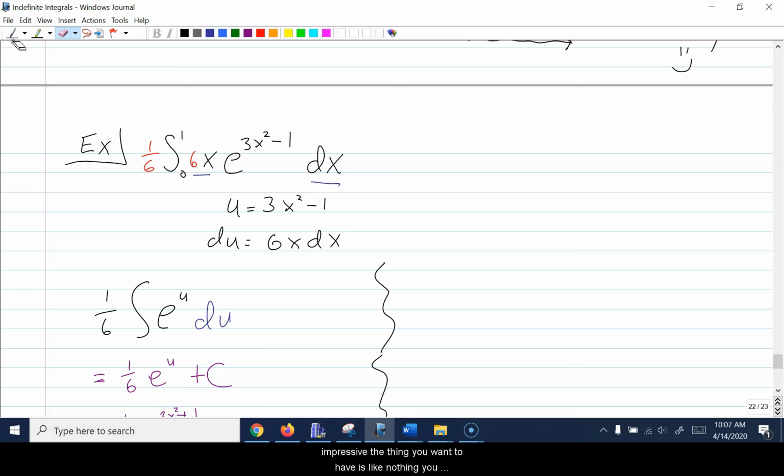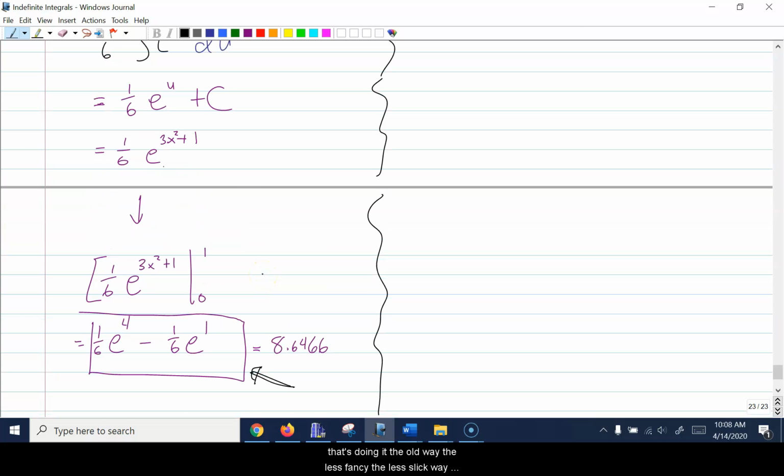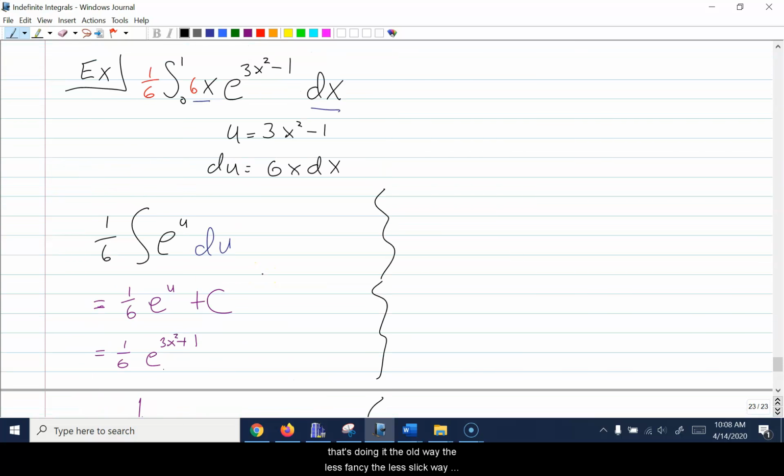The thing you want to show off is, hey, I didn't just get a decimal. I got the exact answer where that decimal came from. This is the part that's impressive, that proves that you did the calculus to do the work. If you put a box around the decimals, I'm not going to take points off, but make sure you're showing that you actually did do the calculus. Okay, so that's doing it the old way, the less fancy, the less slick way.